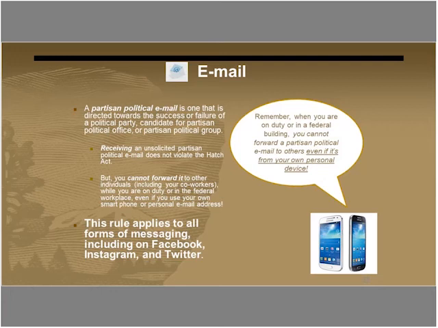So partisan political email is anything that's directed toward the success or failure of a party, candidate, or political group, right? So receiving an unsolicited email would not violate the Hatch Act. If you're browsing your email on your lunch break and you notice that there's a partisan email that came through, nothing's wrong with you receiving that, right? What you can't do is forward it to other individuals, whether or not they're your coworkers, while you're on duty or in the federal workplace. So the bottom line is, if you see anything that's connected to partisan politics in your email, save it for when you're back home, out of the federal workplace. This rule does apply to all forms of messaging, including social media, Instagram, Twitter, and things like that.